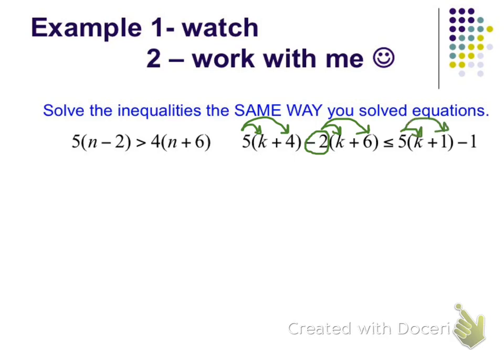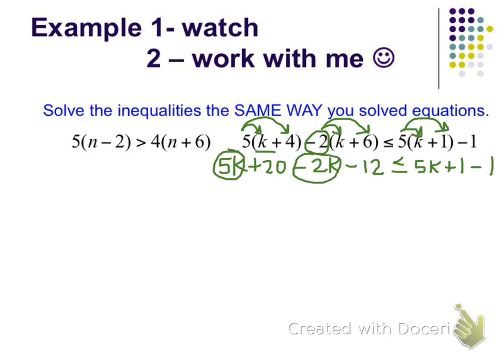So the simplified expression starts out with 5k plus 20. A -2 times k would be minus 2k. -2 times 6 is minus 12. Bring in the symbol. 5 times k, 5 times 1, and bring down the minus 1. Before we start, we're going to want to combine some like terms on each side of the inequality. So remember how we combine our like terms. So we have constants and variable terms to be combined.